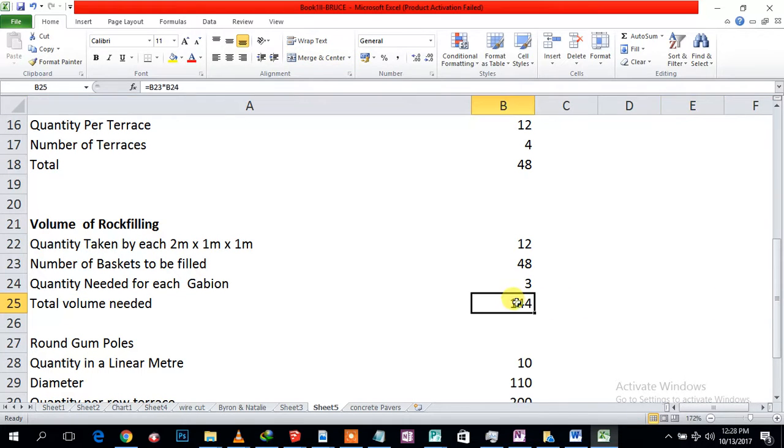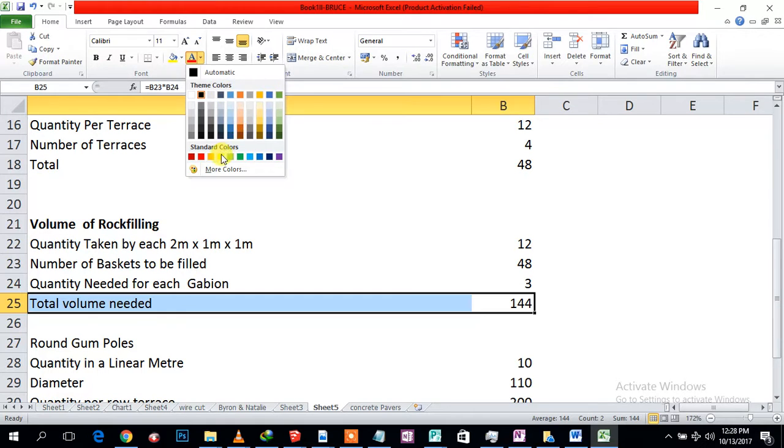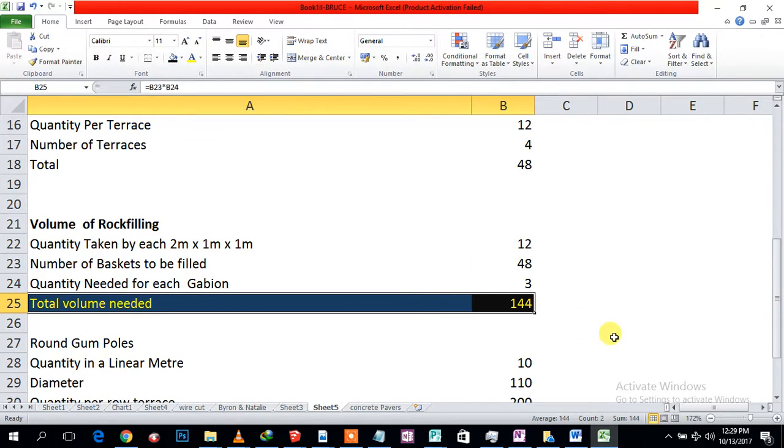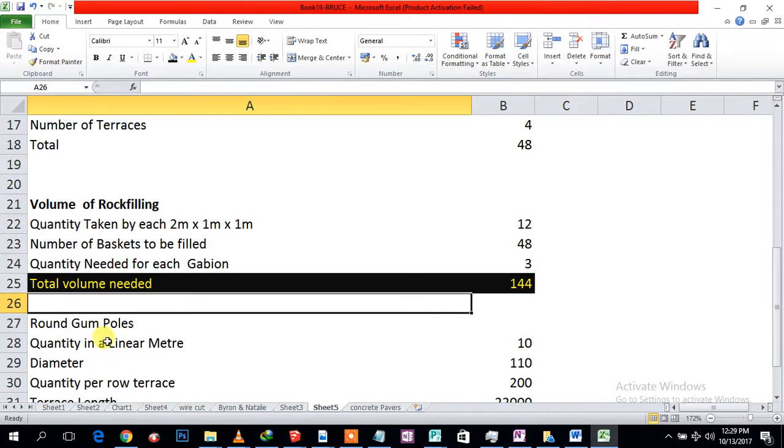Okay, I just wanted to highlight this. So that's 144. That is actually clear and explicit. And then we move on to the gum poles.